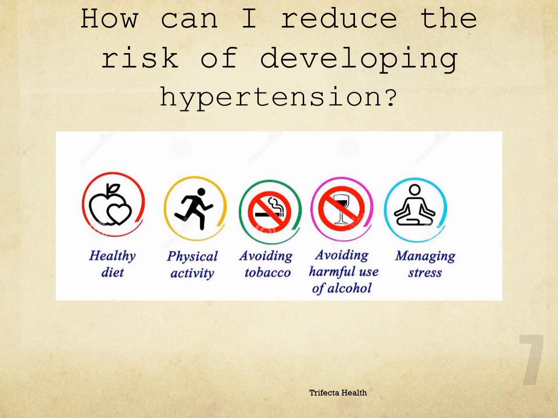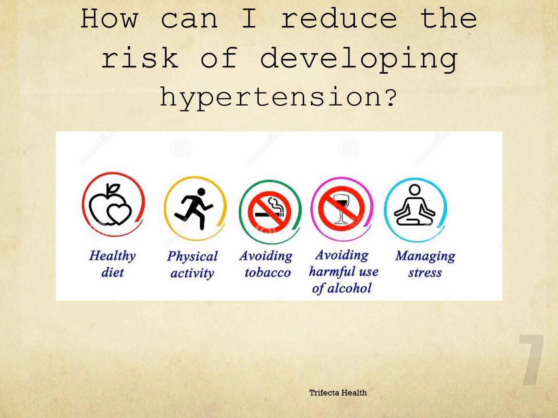Then avoid tobacco smoking. As we saw from our earlier part of the video, tobacco puts us at a risk of narrowing the lumen where pressure will be very high. So if we could stop our tobacco use, we will put ourselves at a very low risk of developing hypertension.